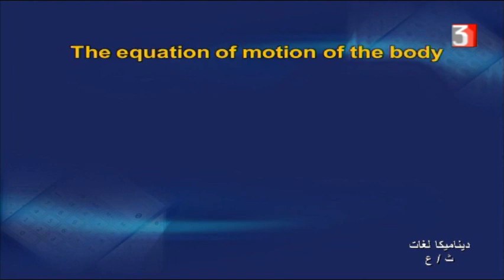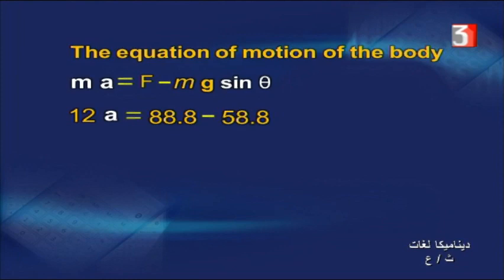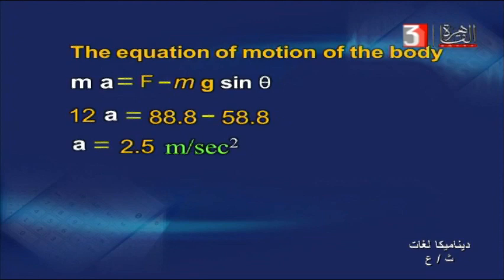The body moves upward, then ma equals F minus mg sine theta. Mass of the body equals 12, times the acceleration a, equals the magnitude of F, 88.8, minus the magnitude of mg sine theta, 58.8. Then the acceleration equals 2.5 meter per second square.